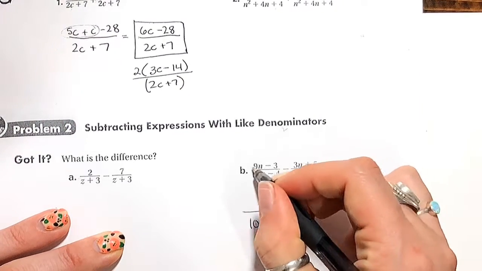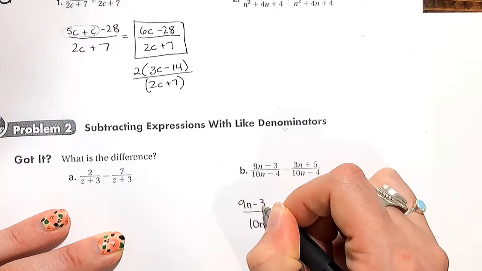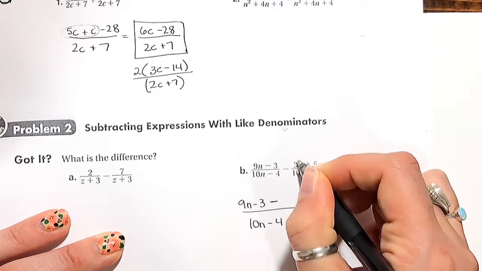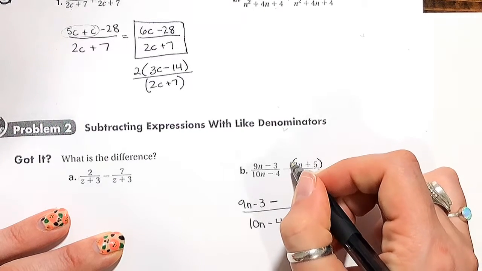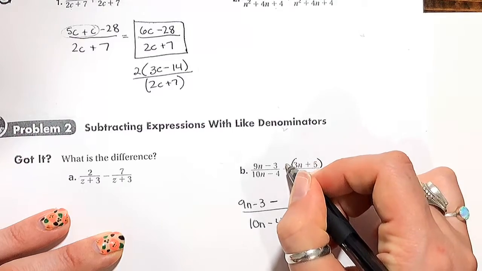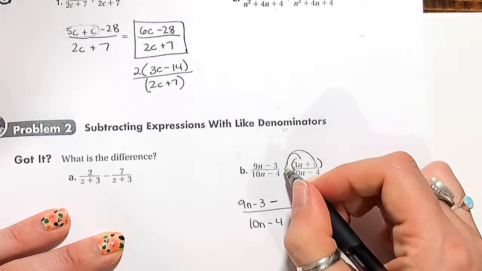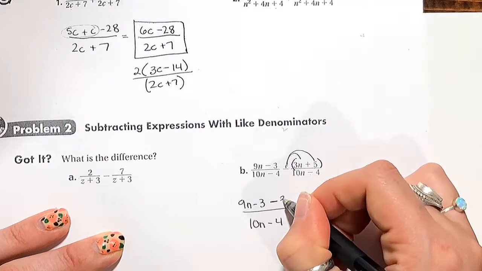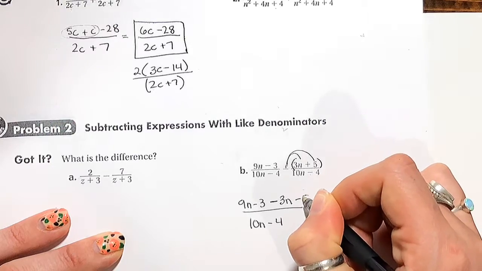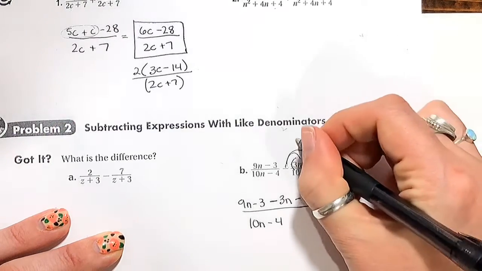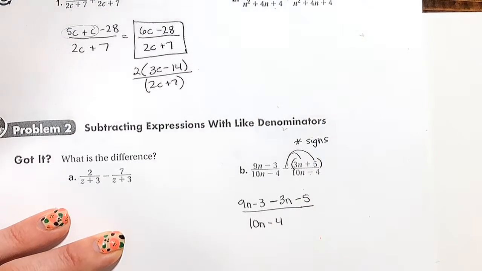But then in the top, we're going to take the first numerator, 9n minus 3, and we are subtracting this entire group. So remember, when you're subtracting a binomial, you need to distribute that negative into both parts, which essentially is going to switch the signs. So I'm subtracting the 3n, but then I'm also subtracting the positive 5, so this is going to turn to a minus 5. So just be careful with your signs when you're doing the subtracting. That's usually the mistake I see made on these.